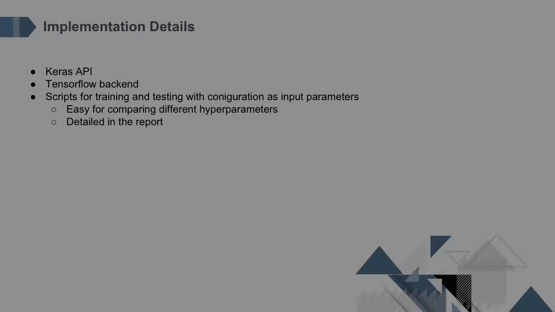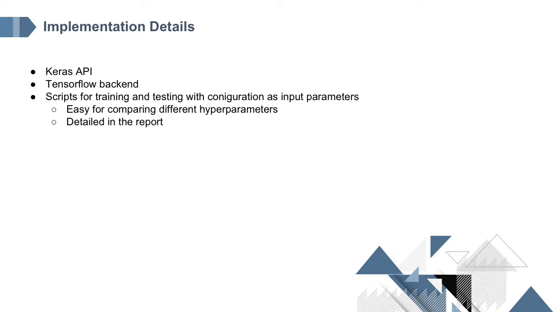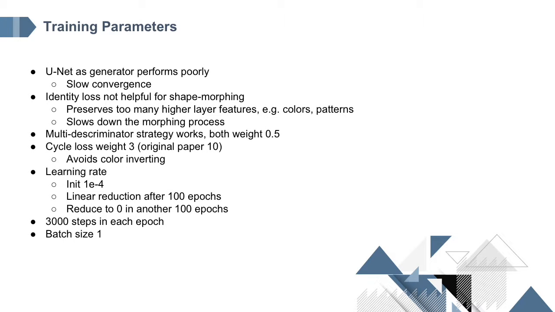And now for the implementation details. We used Keras API and TensorFlow backend for our implementation of the model. After implementing the models, we also wrote scripts for training and testing procedures with configuration as input parameters. This way, it will be easy for us to compare the different hyperparameters. The details of them will be listed in the final report. And after a series of experiments on hyperparameters, we have found the following training parameters as the best for our goal of transforming cats to dogs and vice versa.